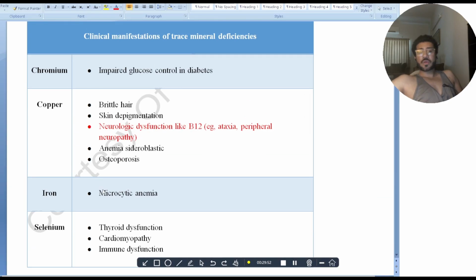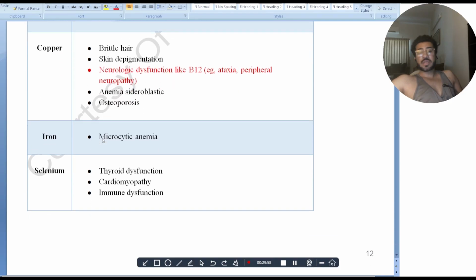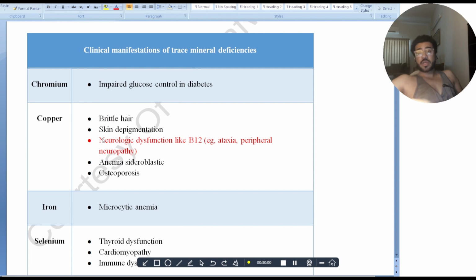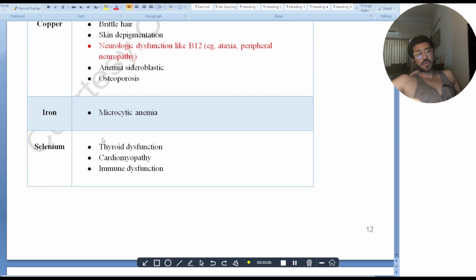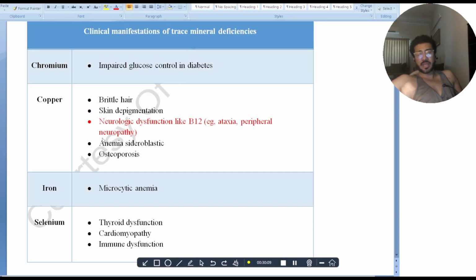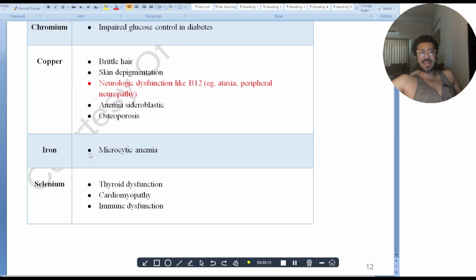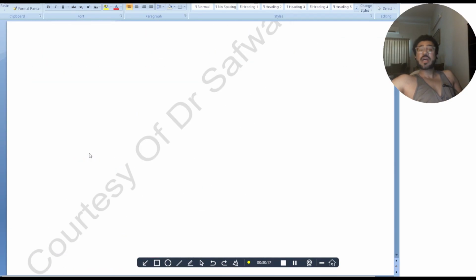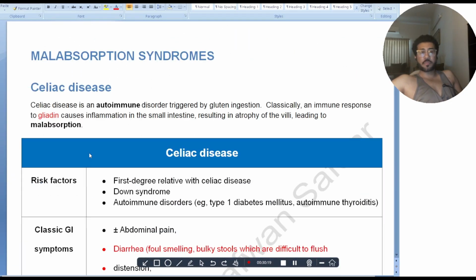Iron, you already know it causes microcytic anemia. Chromium makes it hard for diabetics to control their glucose levels. But you need to be wary of the demographic. Malabsorption disorders and parenteral nutrition can lead to these. So first, you confirm that the patient demographic is appropriate, then you can go towards selecting which trace mineral deficiency the patient might be suffering from.